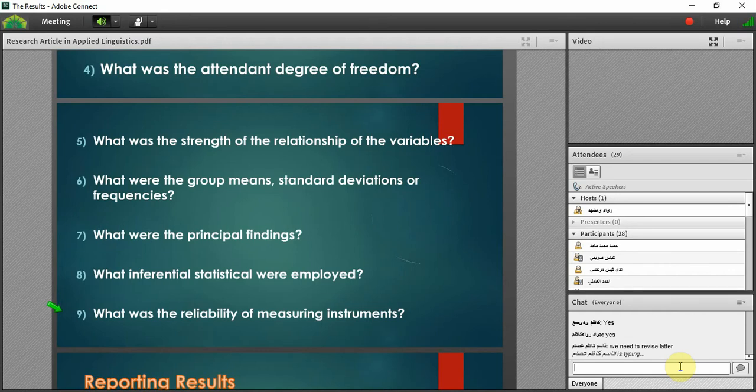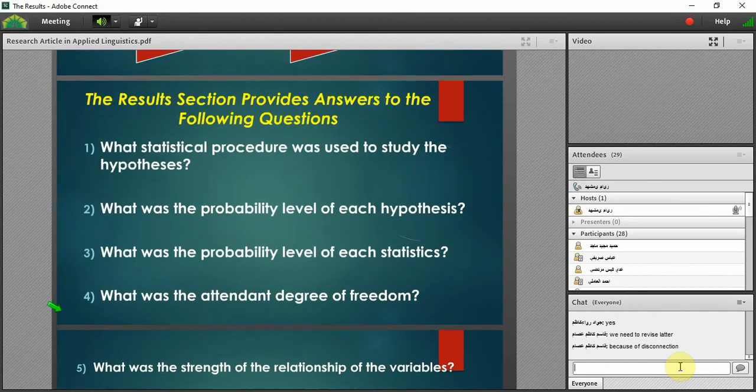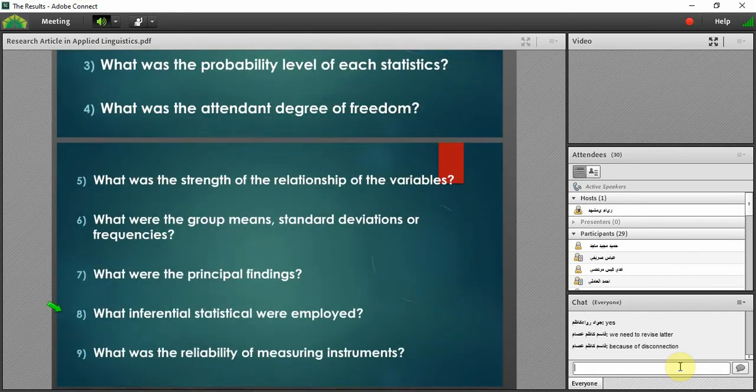Okay, so generally these are the questions that should be covered in the results section. You should find answers to these questions in the results section, and if you are the author of that article, you should provide answers to these questions. It's easy, don't worry.